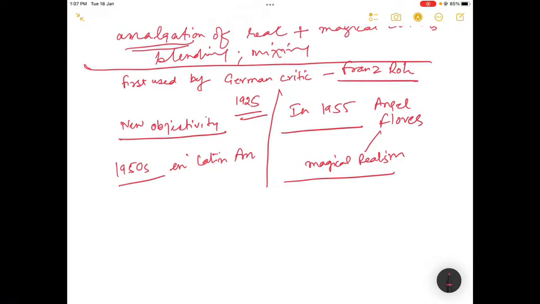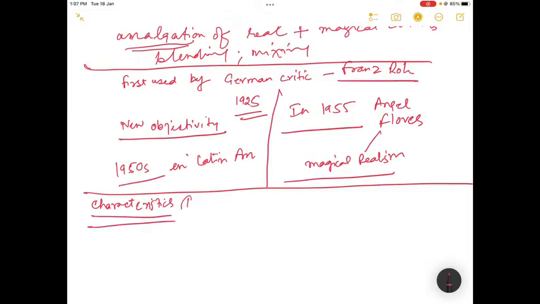Now, there are certain characteristics of magic realism. So, let us now discuss the characteristics or the features of magic realism. As I told you in the beginning, a realistic setting is one of the most important characteristics. All magical realism novels take place in a world that is familiar to the readers.